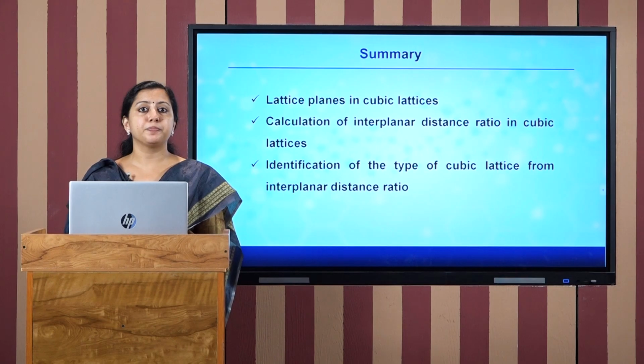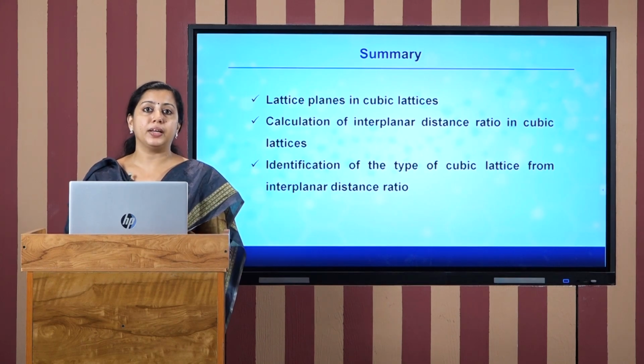In the next class, we will continue our discussion on the determination of lattice parameters. We will also do a few problems related to this.